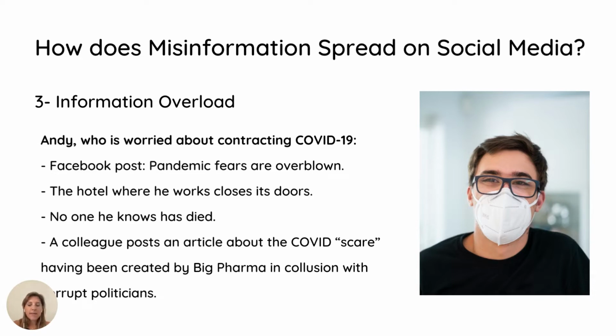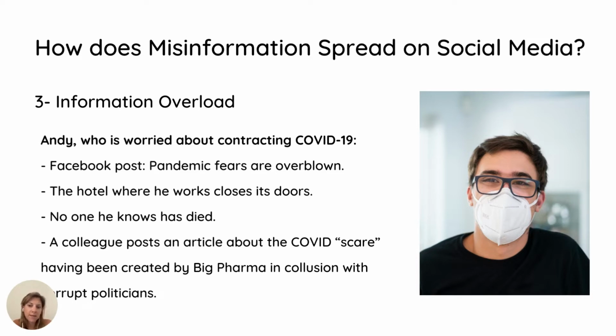Another key aspect is information overload. To illustrate this, we take an example of Andy. When the pandemic hit, Andy was worried about contracting COVID-19. He usually relies on trusted friends and colleagues for information. While surfing on social media, he sees a post that says that the pandemic fears are overblown. Initially, he dismisses the idea. Then the hotel where he works actually closes its doors, and with his job at risk, he starts to wonder how serious the threat from the virus really is.